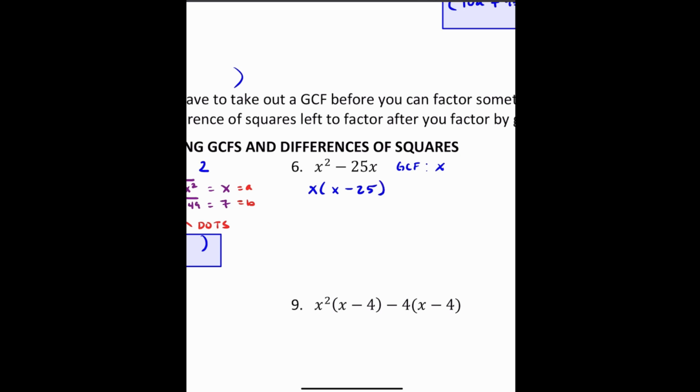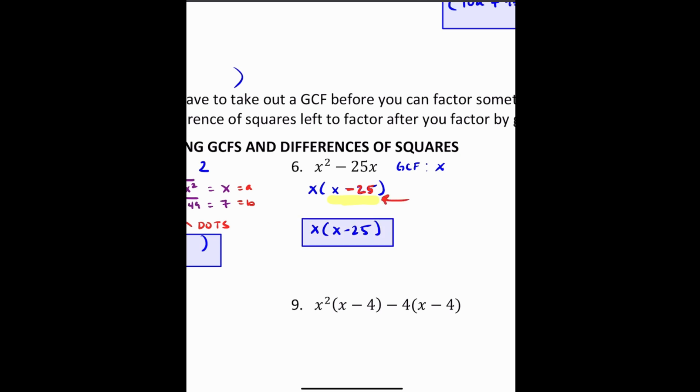Now, let's take a look at the remainder. Yes, we have a minus sign. However, this 25 is the only perfect square of the two, because this is just an x. If this was an x to the second power, then yes, I can keep going by factoring. So our answer is x times the quantity of x minus 25, because there's nothing else I can do.